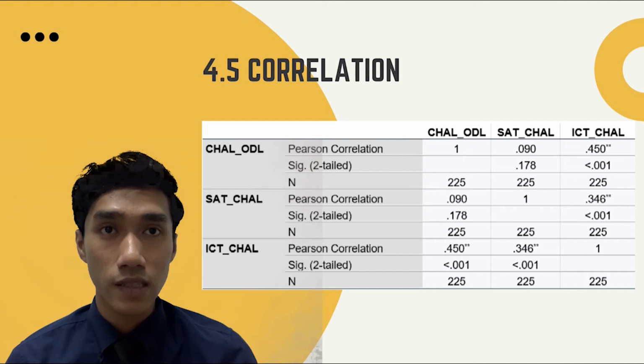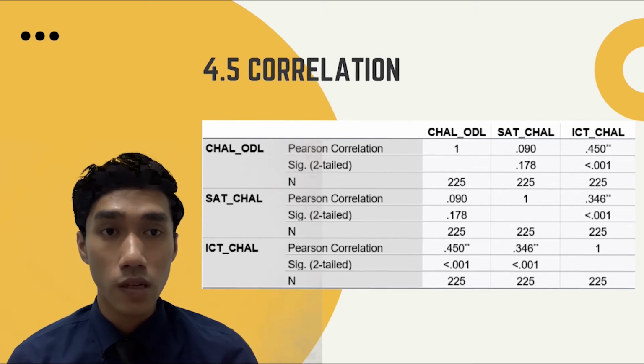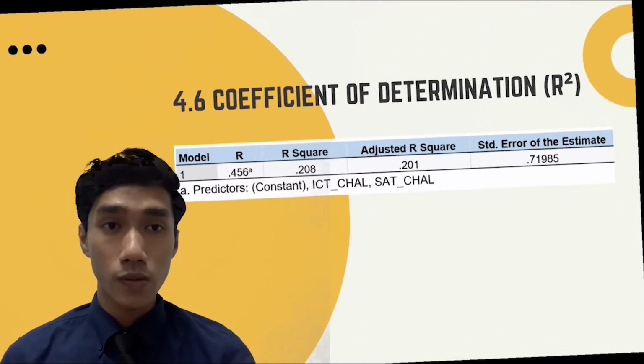However, ICT challenge has significant correlation with challenge ODL due to its coefficient correlation 0.450 and its two-tailed significant test is lower than the significant level of 0.01. Therefore, H2 is accepted. Next, we go to the R-square.